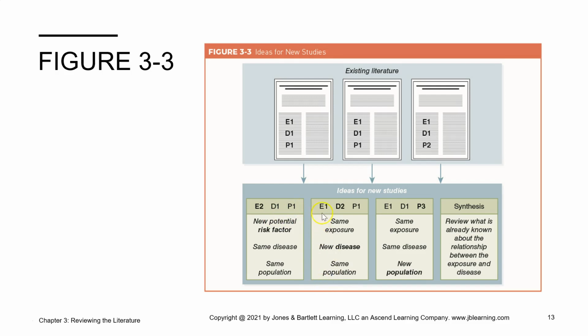However, it could be that you had the same exposure, but a new disease, but the same population. So E1 is the same, D1 is now D2, and P1 is the same. Or it could be that you have a new population: same exposure, E1, same disease, D1, but a new population, P3 is listed here. Say there are 3 studies already, but 2 different populations. P1 is in these 2 studies, and then P2 is over there.